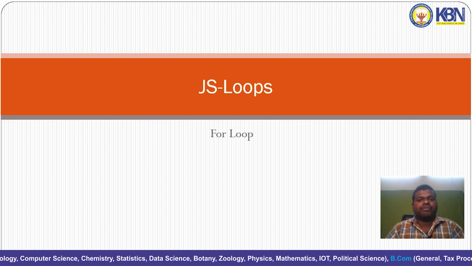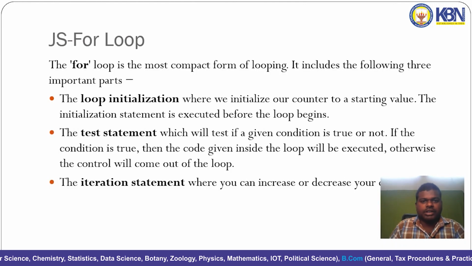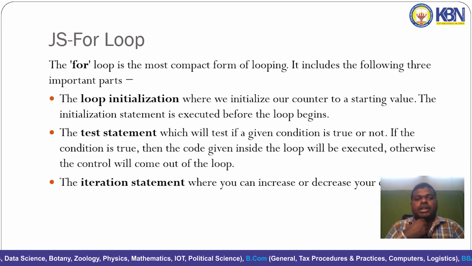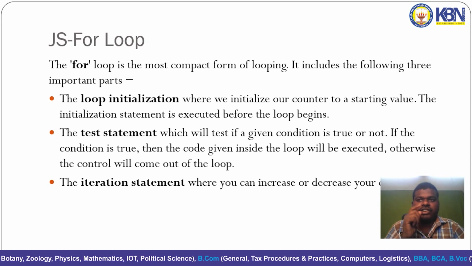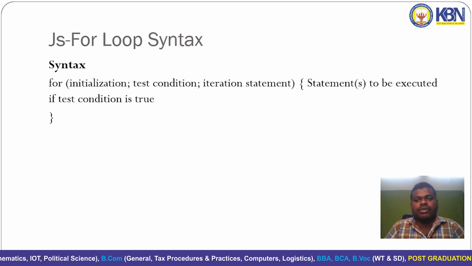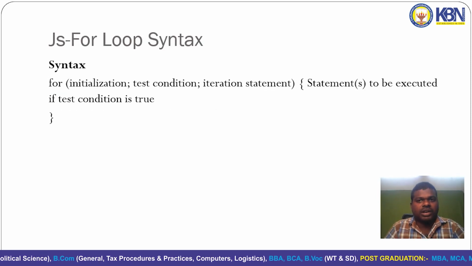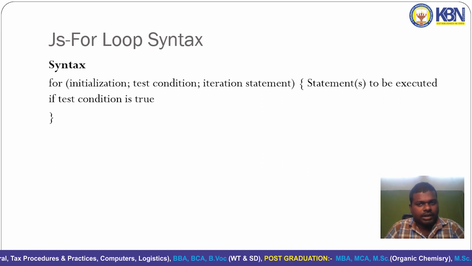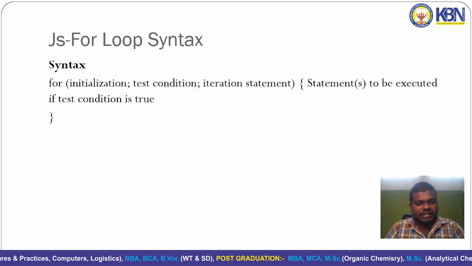Now, the for loop. What is a for loop? A for loop has three important components: initialization, test statement and iteration statement. So here is the common syntax for the for loop. I hope you are not confused again. So I would like to show the code for while, do while and for also. We have examples for that too. Okay, let us explore them.